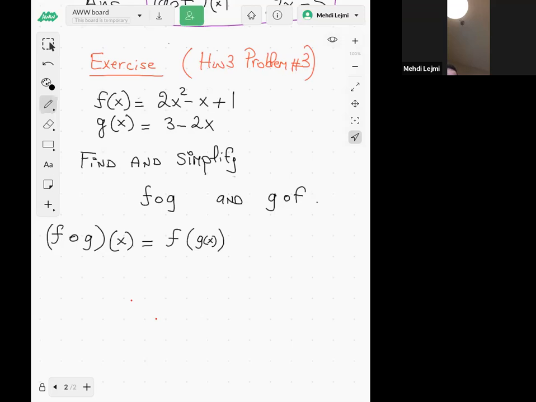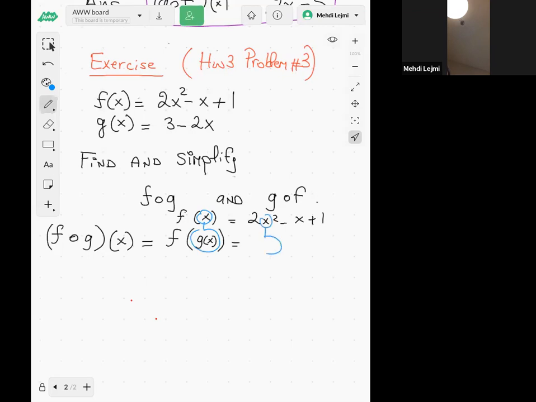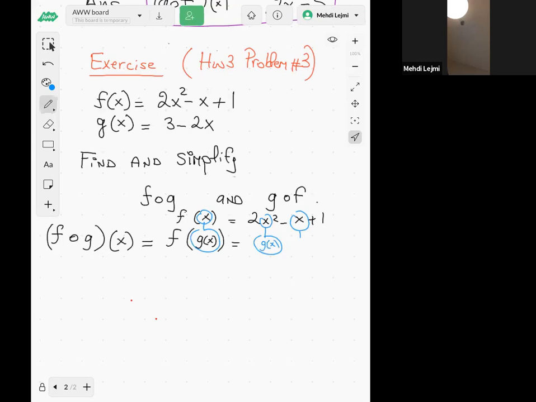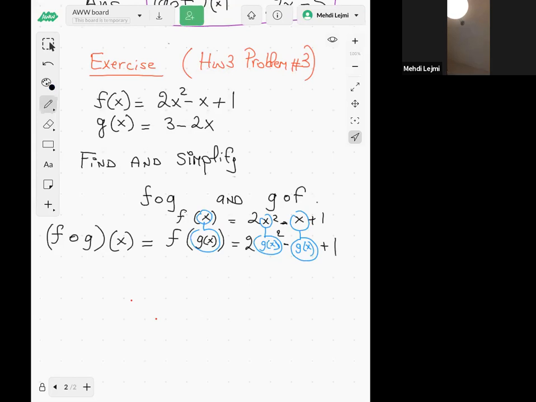Okay, so what we do, guys, we take F of X, which is 2x squared minus x plus 1, and we just substitute x by g of x. So this x here by g, and this x here, and this x here also by g. All right, so then there's a 2 here, and there's power 2, there's this minus, and then plus 1.